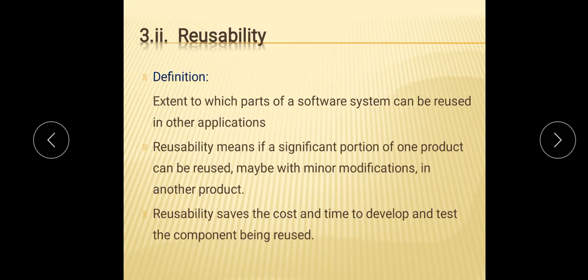Next one is reusability, the extent to which parts of a software system can be reused in another application. Reusability means a significant portion of one product can be reused, maybe with minor modifications, in another product. Reusability saves the cost and time to develop and test the component being reused. Suppose you have a system and you need to change it a little bit, we will not go for buying a new product. Rather, we'll check whether the new things can be added to the previous old system or not. If it can be added, then that will be reusable. So reusability is also a quality factor, right?